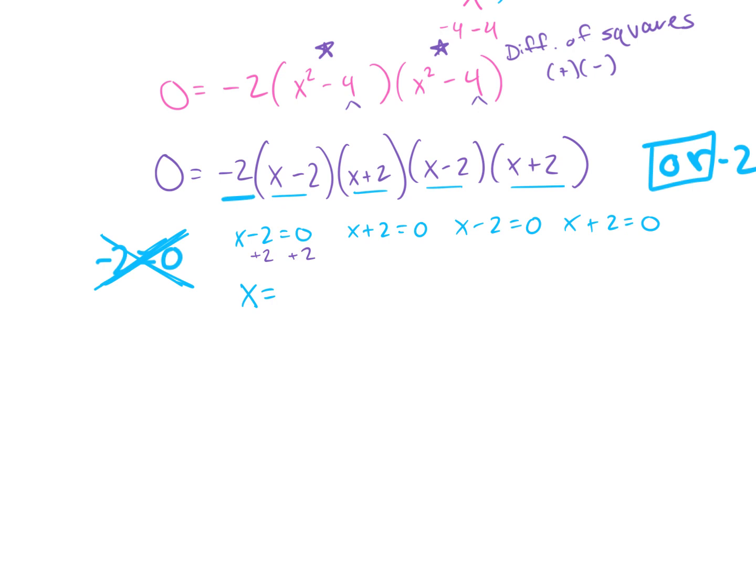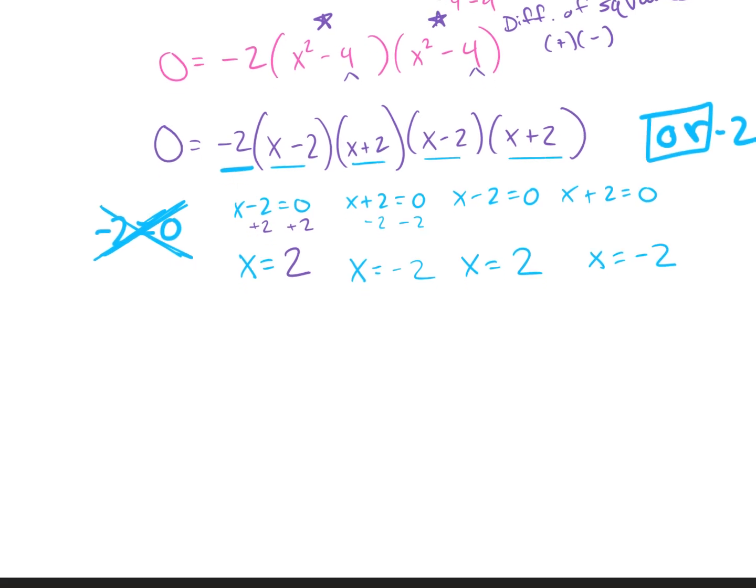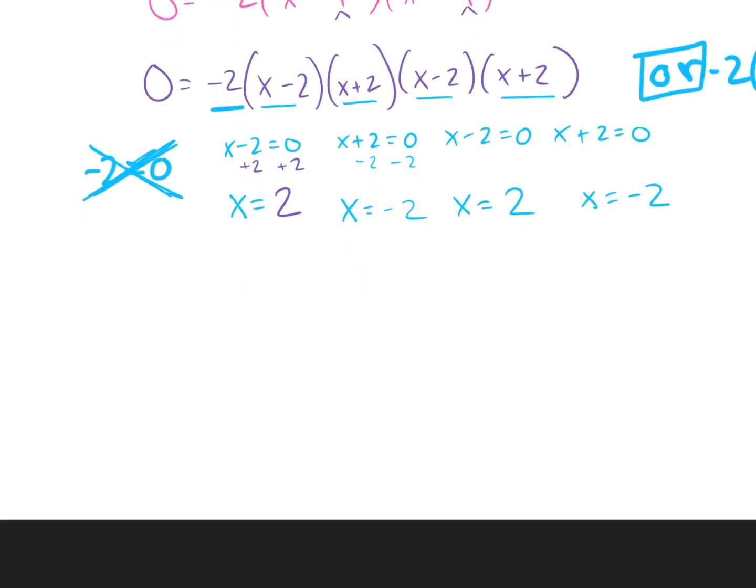Add 2 to both sides, so x is equal to positive 2. Second one, I would subtract 2 on both sides, so x is equal to -2. X is equal to positive 2, and x is equal to -2. So my 2 different solutions are here, 2 and -2.